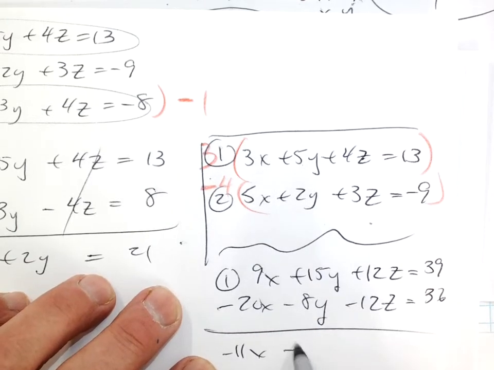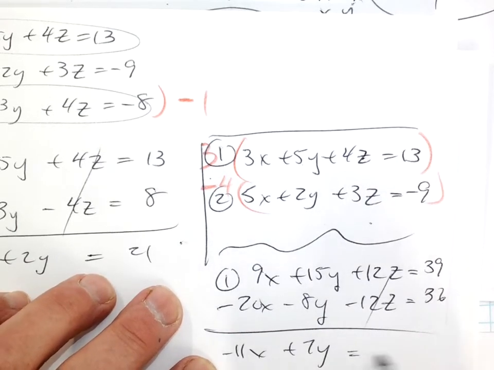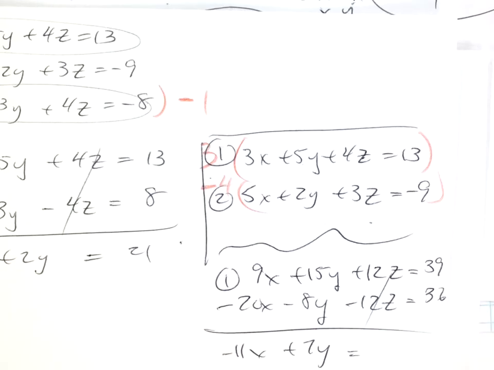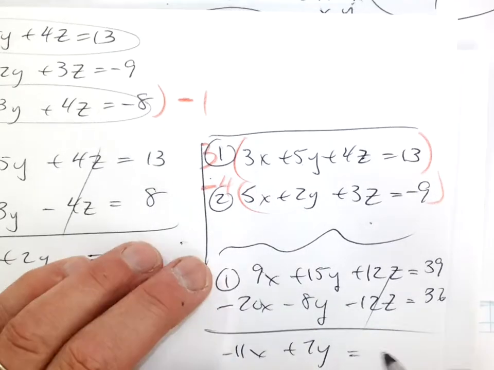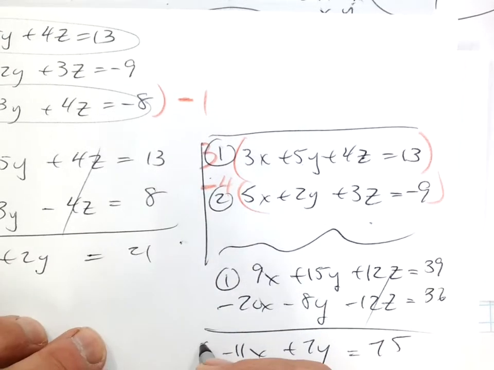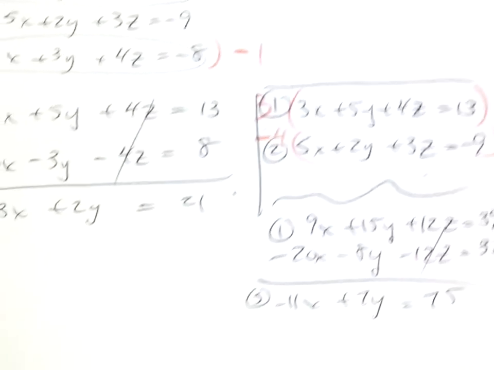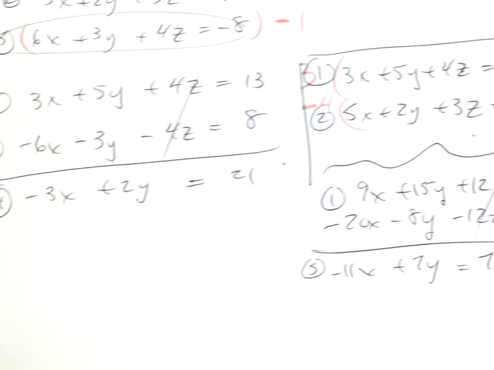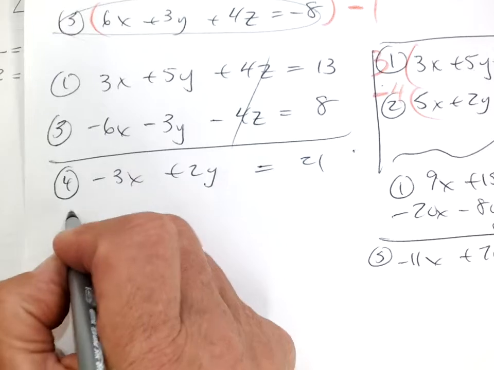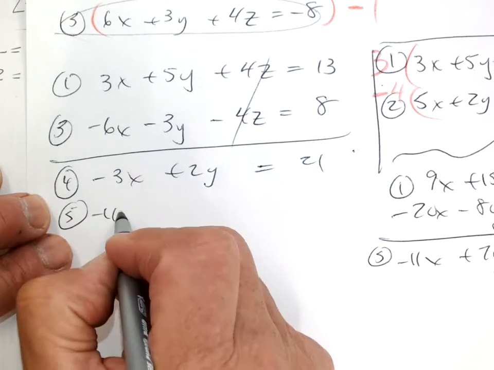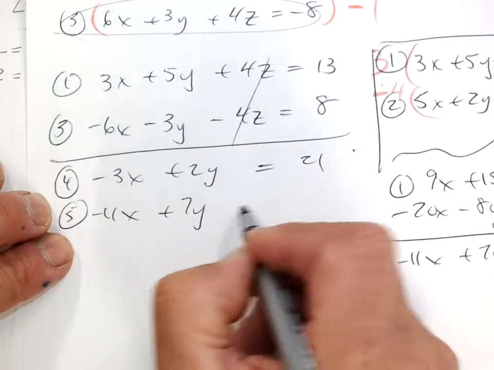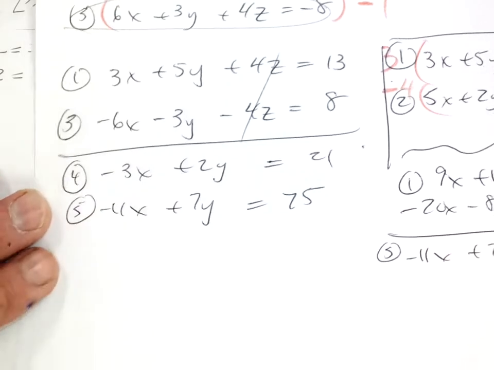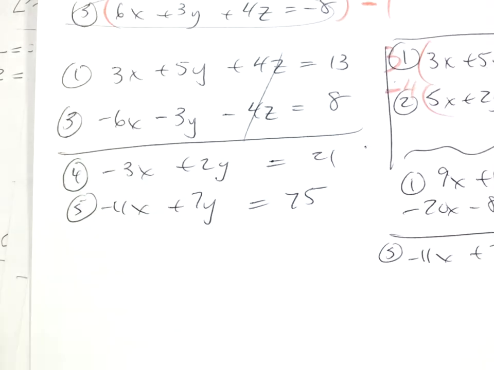-11x, a positive 7y, cancels, equals, let's see, that's going to be 75. Okay, that's equation 5. Let's slide that equation over here. So equation 5, I've got a negative 11x plus a 7y equals 75. Okay, man, what a pain, huh? But we can do this.